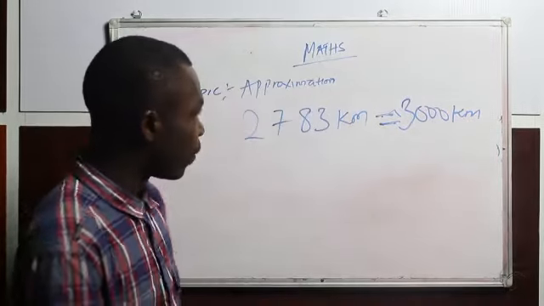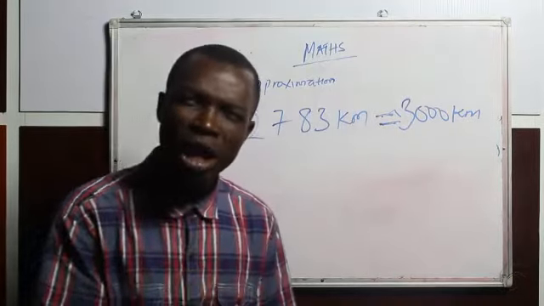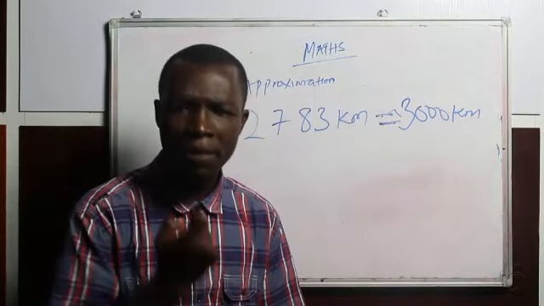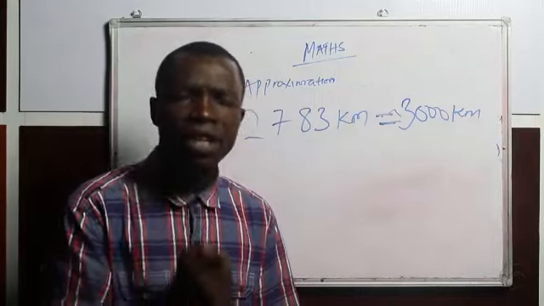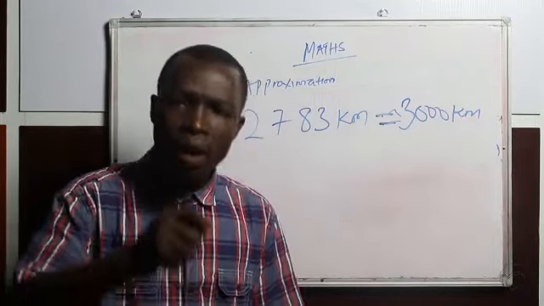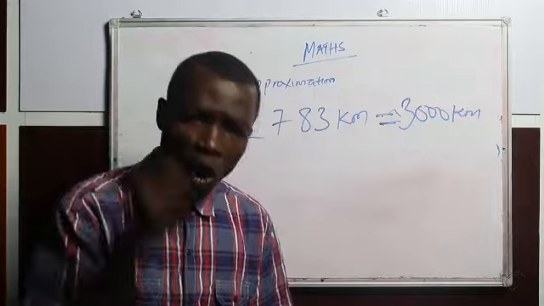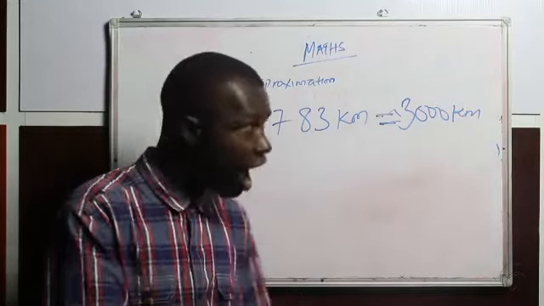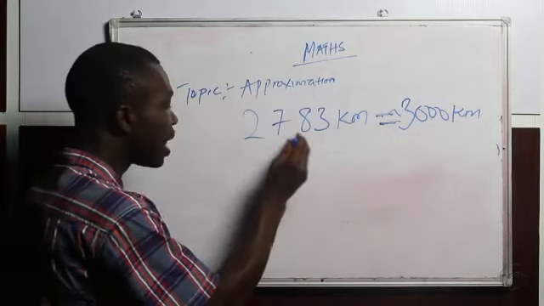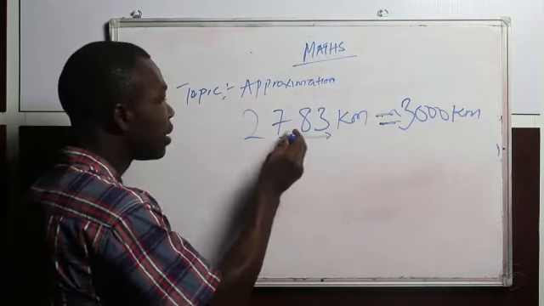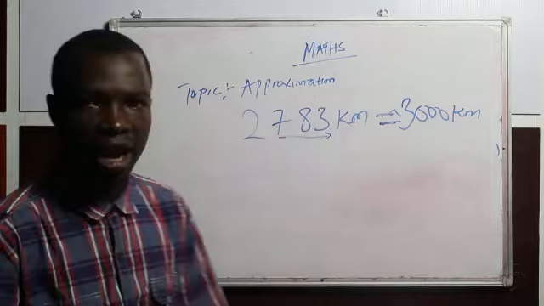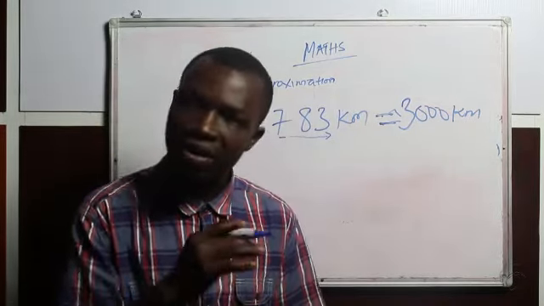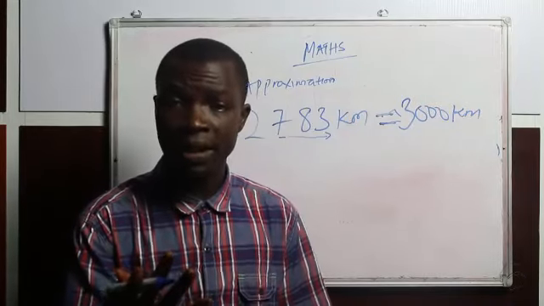So, therefore, 2,783 kilometers is approximated to 3,000 kilometers, because 783 kilometers is more than half of 1,000. Considering the number that I underlined, 783 is more than half of 1,000. So it's easy for us to approximate 2,783 kilometers to 3,000 kilometers.